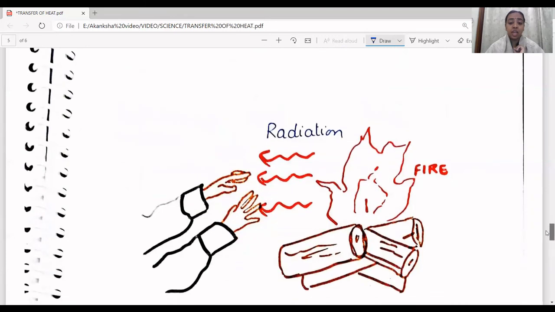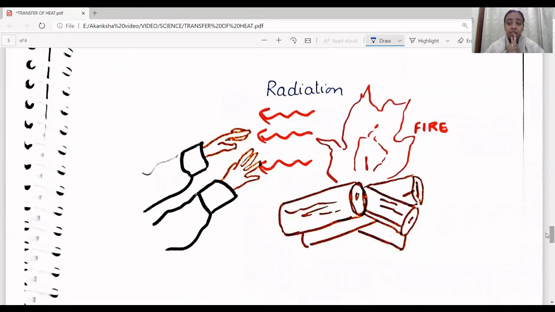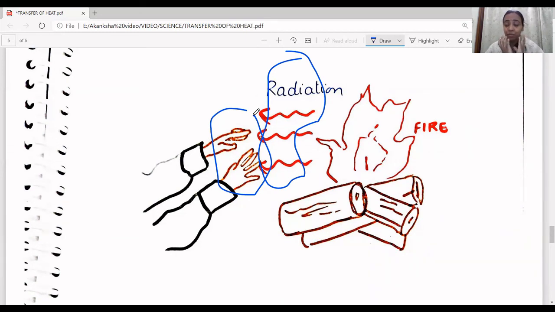Now, let's take up an example. Here, we have burning wood, which gives heat. And as you can see, there's nothing in the middle. Between the fire and the hands, there's nothing available, right? There's no object, there's no fluid. Still, there is heat radiating and making a person's hand hot. So in winters, when you burn wood and try to warm your hands, the heat transfer in that case is through radiation. So let's move ahead.